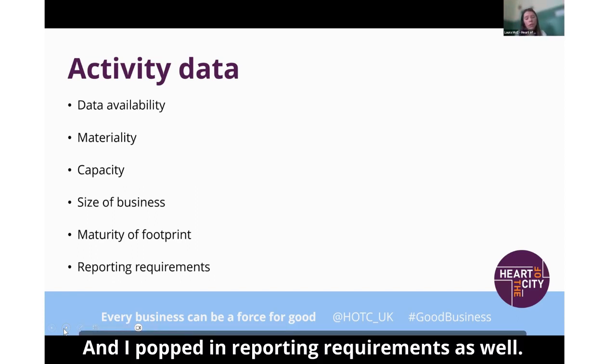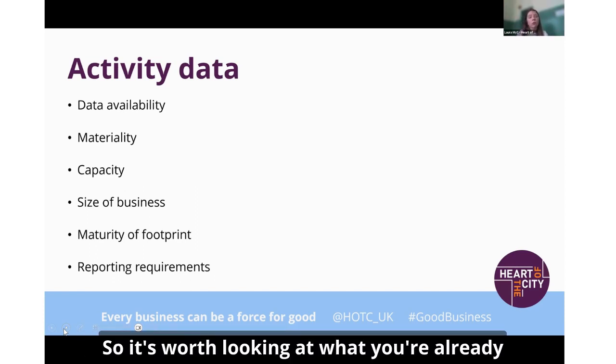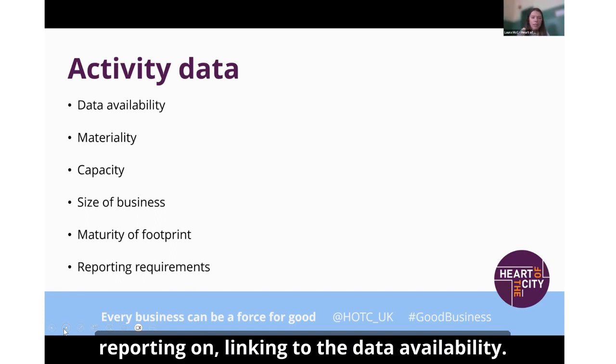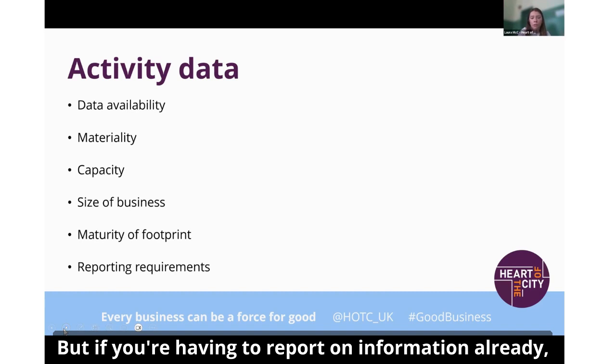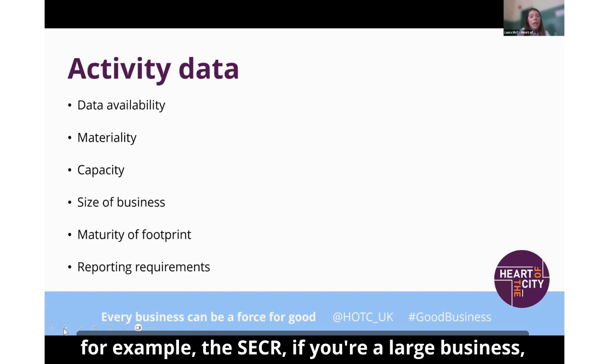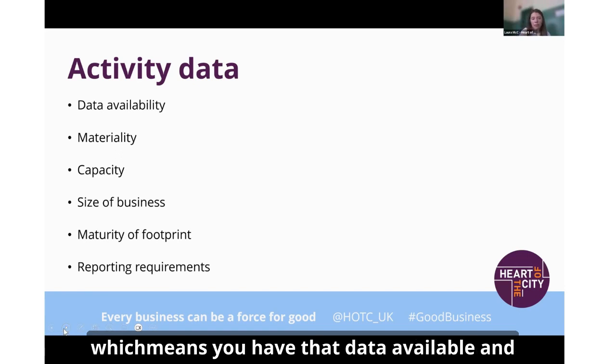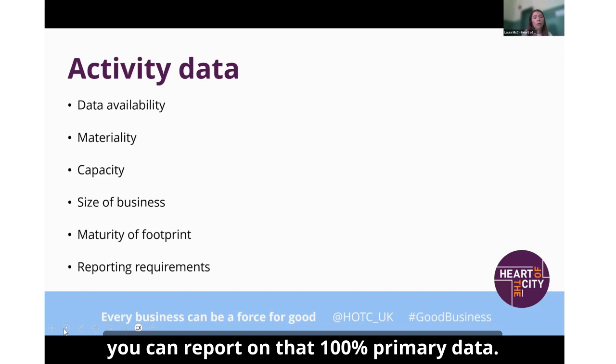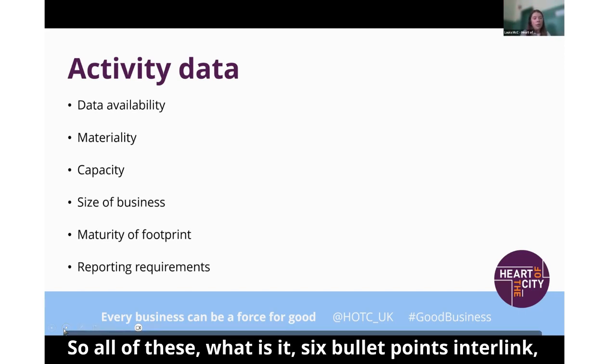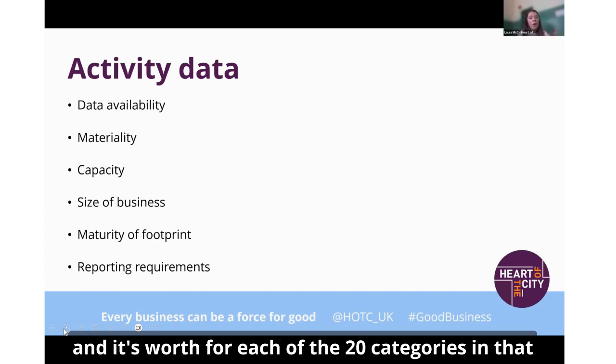And I popped in reporting requirements as well. So it's worth looking at what you're already reporting on, linking to the data availability. If you're having to report on information already, for example, the SECR, if you're a large business, you're already having to collect your electricity data, which means you have that data available and you can report on that 100% primary data. So all of these 6 bullet points interlink.